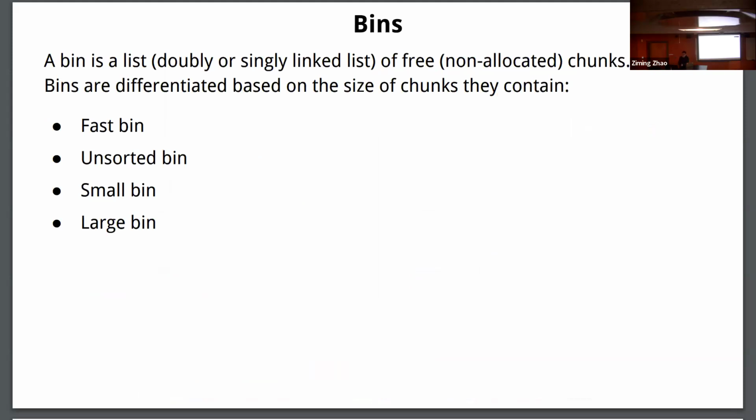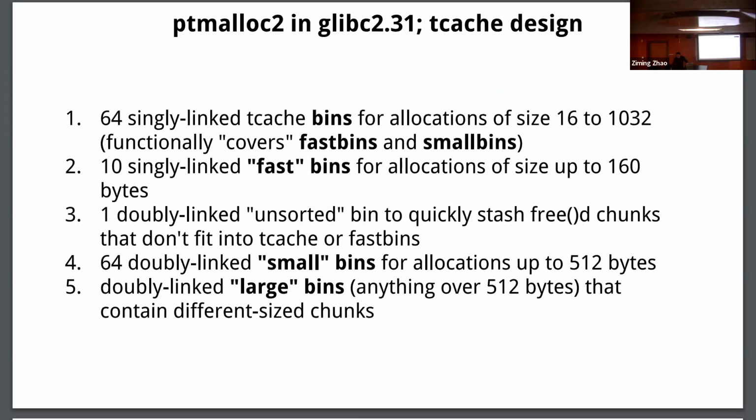For the bins, basically a bin is a list of free chunks, not allocated chunks. We put them in bins, okay? And bins are differentiated based on the size of the chunks they contain. They have many concepts: fast bins, small bins, large bins, unsorted bins. We're not going to talk about the details today, but eventually we'll talk about them. Today, we mainly focus on fast bins and small bins. This part, I guess we can skip for now.